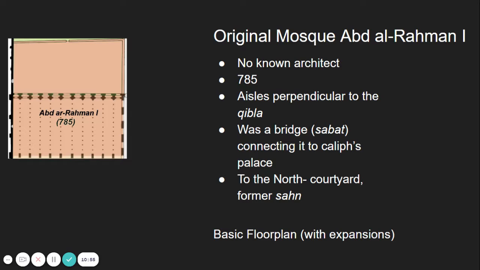So the original mosque was made by Abd al-Rahman I. There's no known architect, and this is in 785. The aisles are made perpendicular to the Qibla, and there was originally a sabbat connecting this site to the caliph's palace. Now, for those of you who don't know, the Qibla is the direction of prayer, which is pointing towards Mecca, and in Cordoba, this is more south-facing, whereas traditionally you get a bit more east-southeast.